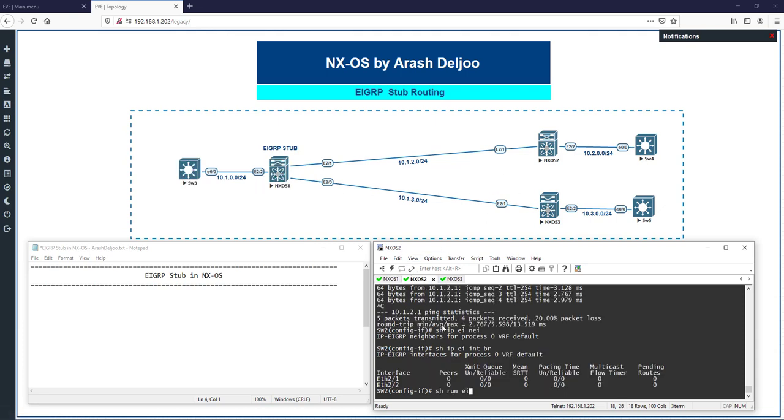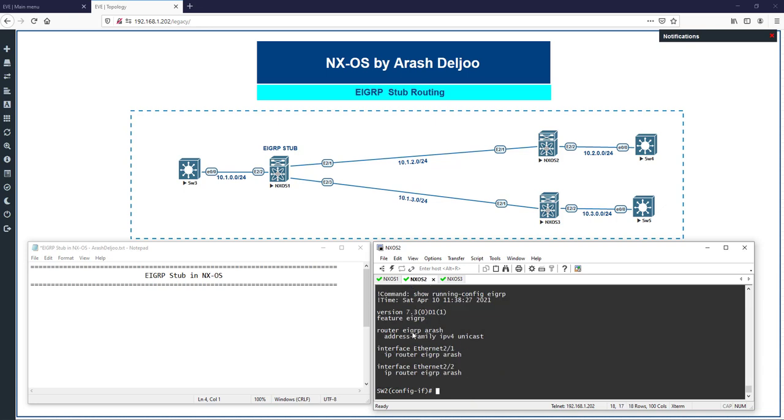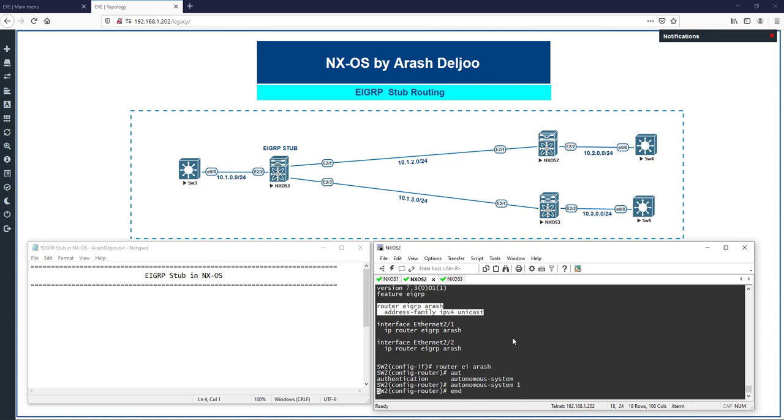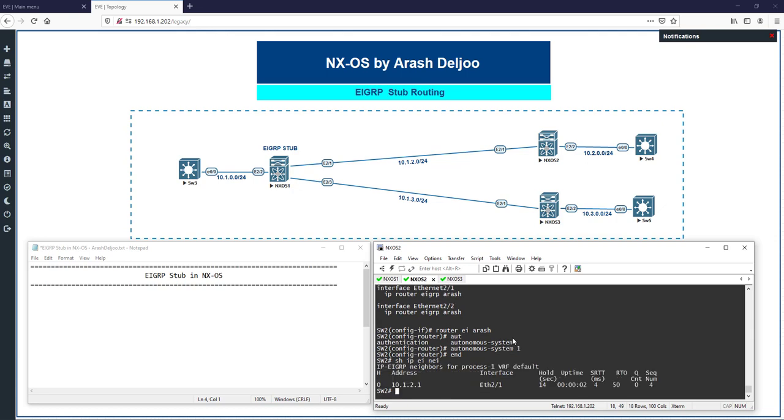Show run EIGRP, the first command. As you can see, I didn't configure the autonomous system. I'm going to configure it: router EIGRP Arash, then autonomous system, for example, 1. Now we will have neighborship. Show IP EIGRP neighbors. We have neighborship. Let's go to switch 3 and configure the switch.